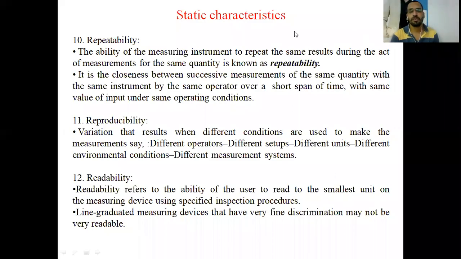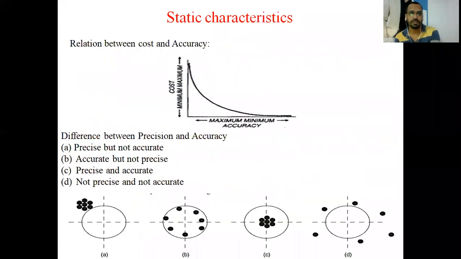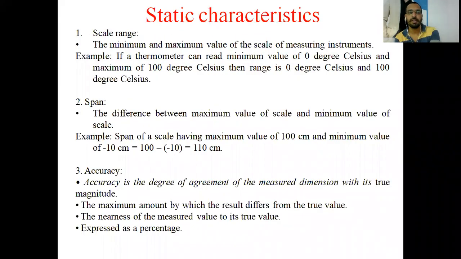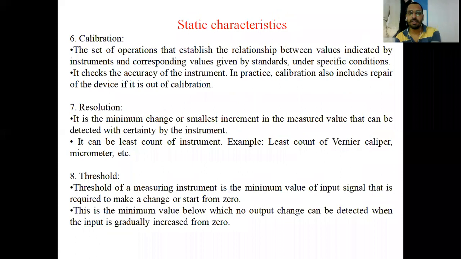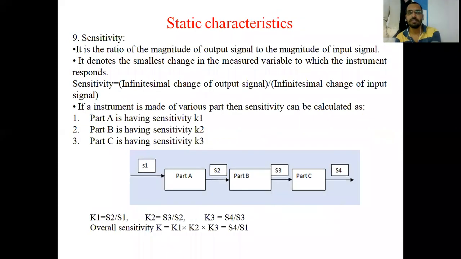Hello dear students. In the previous lecture we discussed static characteristics of measuring instruments: first scale range, then span, accuracy, precision, error, calibration, resolution, threshold, and last we discussed sensitivity. Today we are going to discuss the remaining static characteristics.